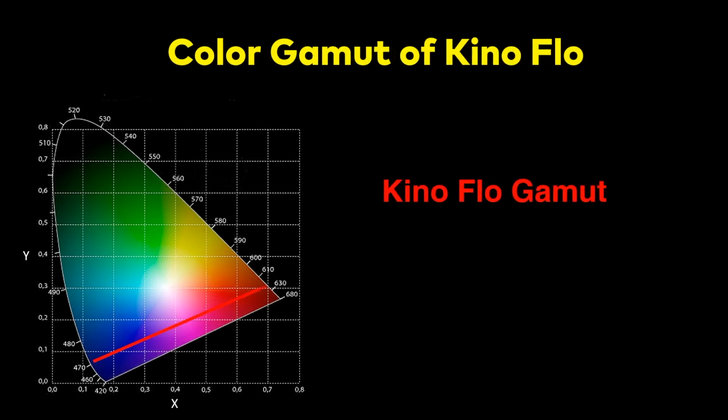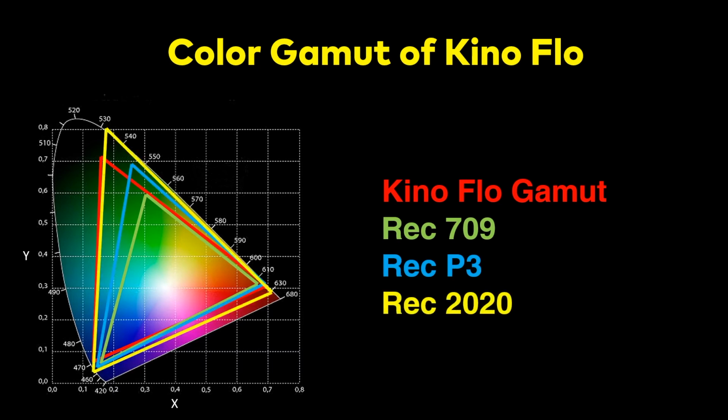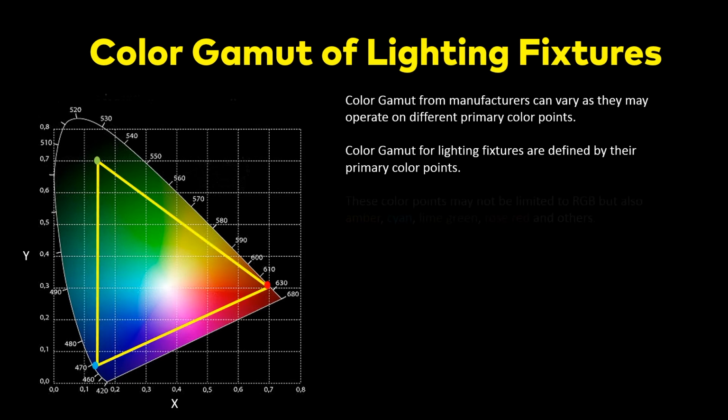So we have a gamut. It's compared to 709, P3, 2020. Color gamuts from manufacturers are going to vary because we're all going to be working with slightly different primary color points. So it usually starts with red, green, blue. That defines the outside perimeter. Depending on what you've done to generate your whites, that'll all fall within there. It doesn't necessarily affect your overall gamut.